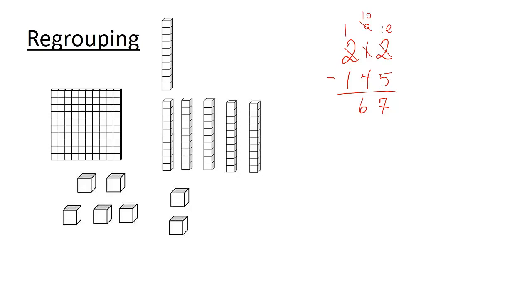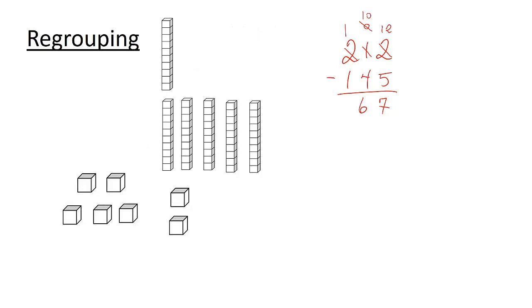I have 100 in the model, and I need to take away one of those hundreds. So we have 0 hundreds left over. And 67 is our final difference.